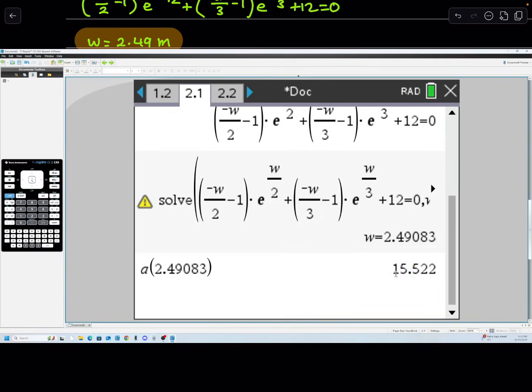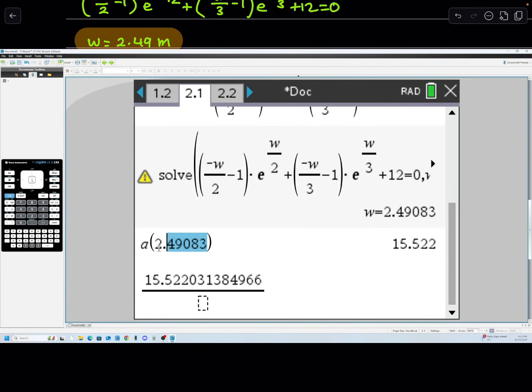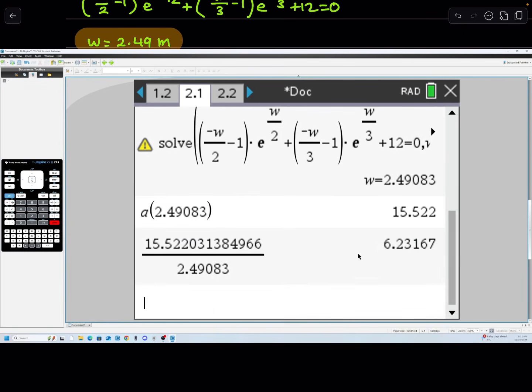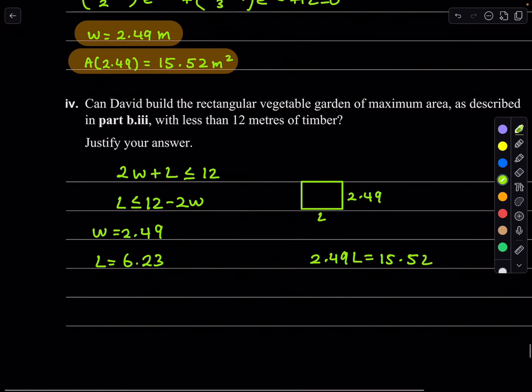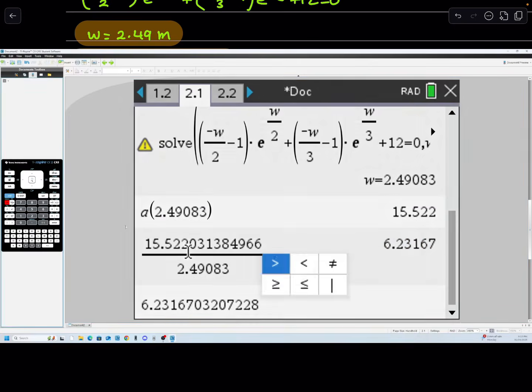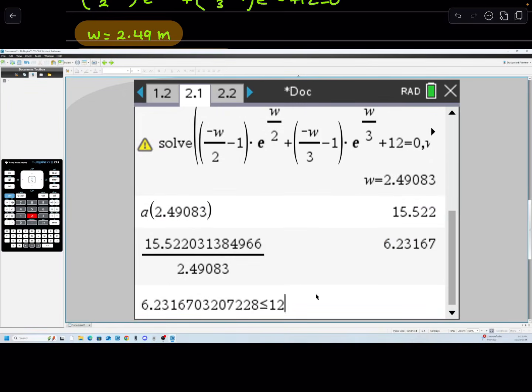Let's go in our CAS. It's the area divided by the width, which gives you 6.23. This is your length. So let's write 6.23 here. Okay. Now we've got the width and length for the maximum area. Let's sub it into this inequality and see if it works. So length is 6.23. Is it less than or equal to 12 minus 2w, with w as 2.49? Let's go on our CAS and write that down.